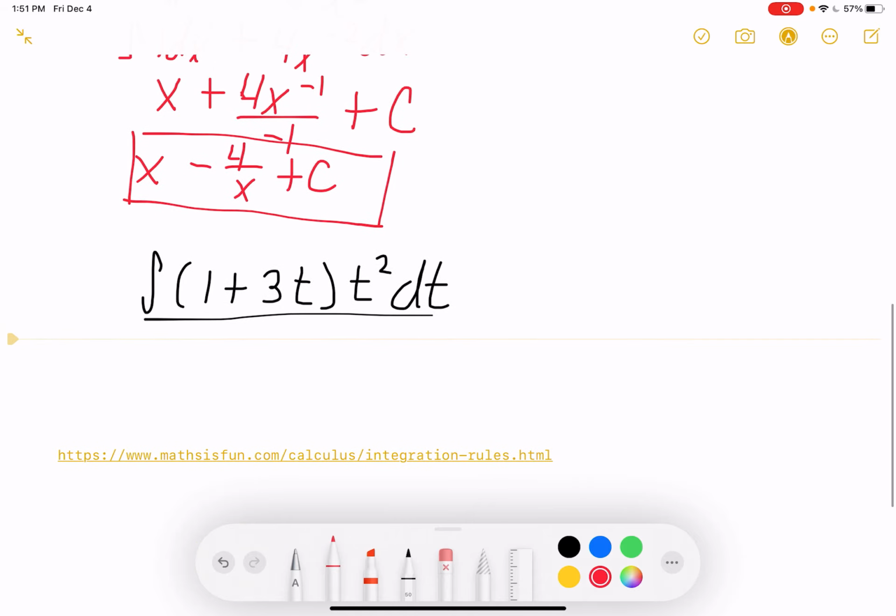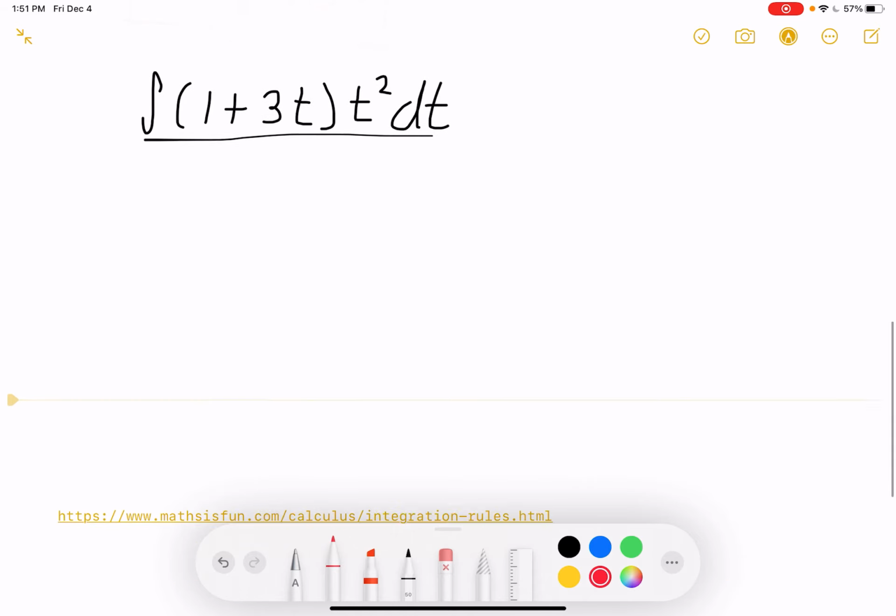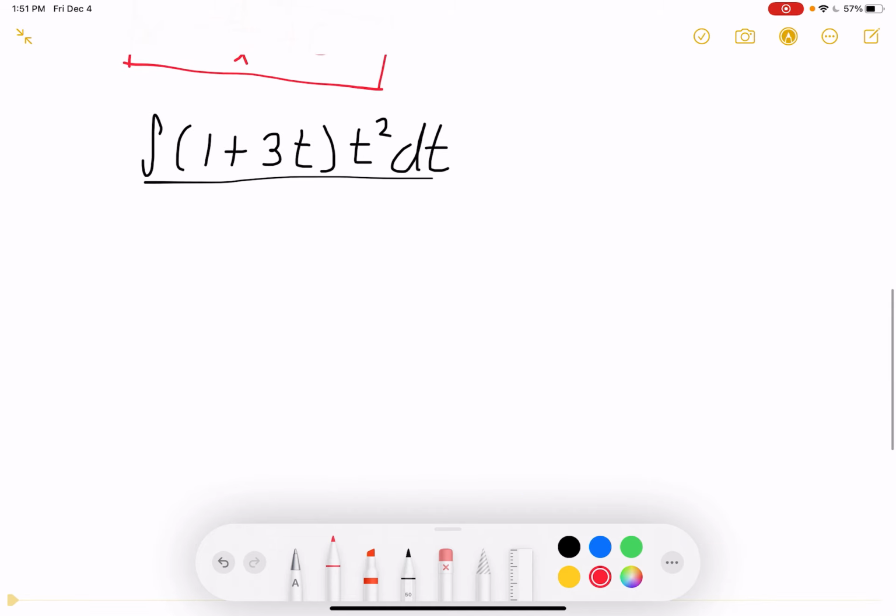Last problem here. Let me move this out of the way. It's the integral of, in parentheses, 1 plus 3t times t squared. The first thing we have to do here is distribute out this t squared. Once again, we're trying to make it look like our base case, where it's just variable plus variable plus variable. Could be plus a constant, doesn't have to be though. But we don't want this multiplication that's going on here.